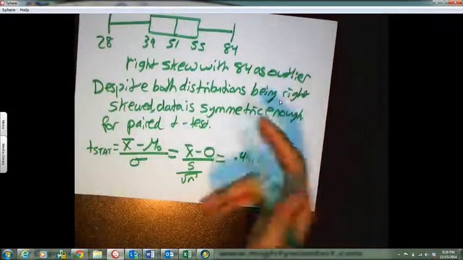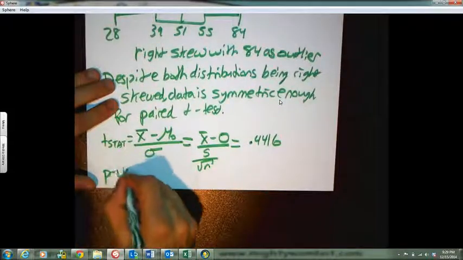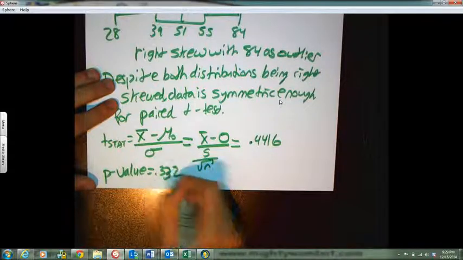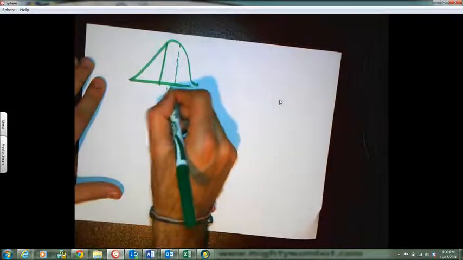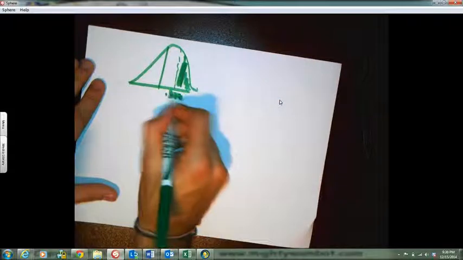P-value equals 0.3332, alpha equals 0.05. Let's draw the picture. So the picture is, we have this situation happening. No, this is not the p-value. Remember, this is the t-stat, which was 0.4416. This right here is 0.332.